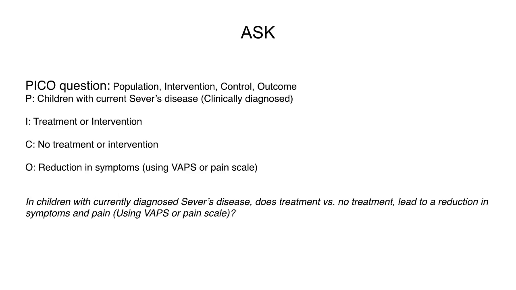Before beginning our research, together we developed our PICO question to ask what it is that we were specifically researching. The population group that we've selected is children with current Sever's disease. Our intervention, treatment for Sever's disease, versus the control, no treatment for Sever's disease. Finally, our outcome assessed for reduction in symptoms and pain. Combined, our question asks, in children with currently diagnosed Sever's disease, does treatment versus no treatment lead to a reduction in symptoms and pain?